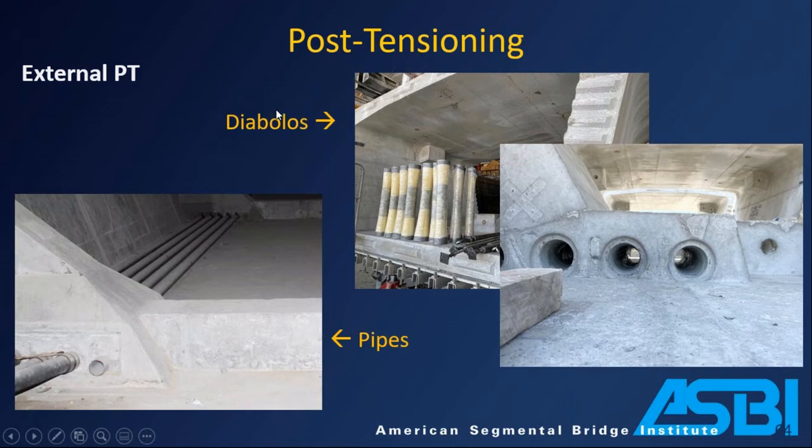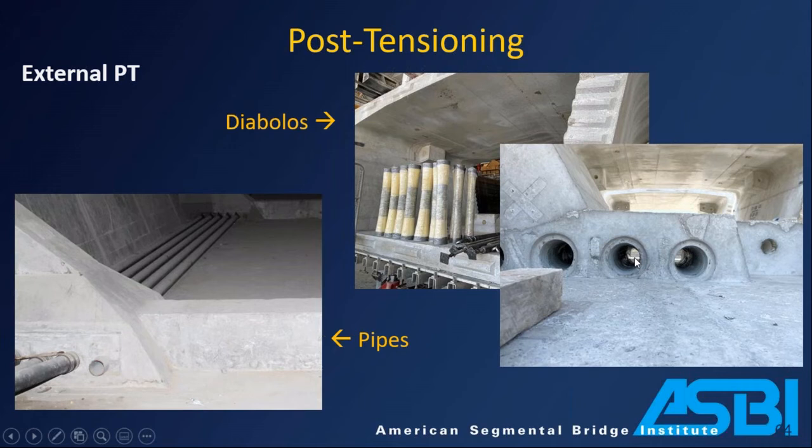Another way is diabolo. You may have come across that word. Diabolo is basically a formed bell shape that follows a curve. So this is a diabolo. This is basically just forming it. When you pull it out, you just have a bell-shaped void. And in that case, the tendon and the duct is just continuous through this voided opening.